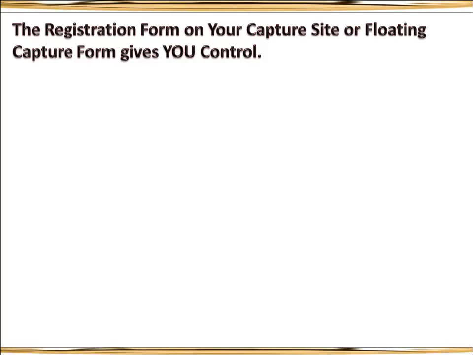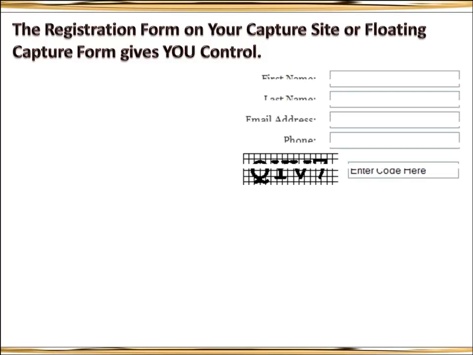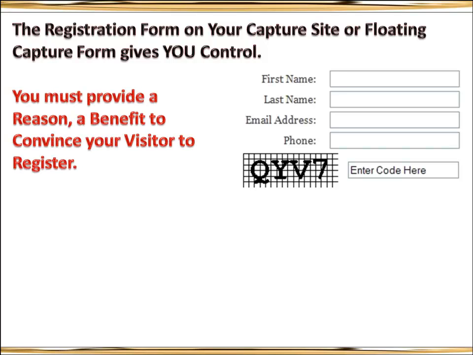Now, the registration form on your capture site or your floating capture form gives you control. You've got to figure it this way. People put that information in there. You've got them. You can actually contact them. You can call them. You can email them. And by the way, there's the ability in the system to ask for more than first name, last name, email, and phone. I generally don't ever ask for more than that because the more information you ask for, the fewer people you have converting.